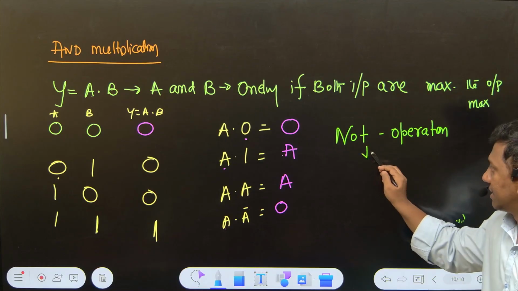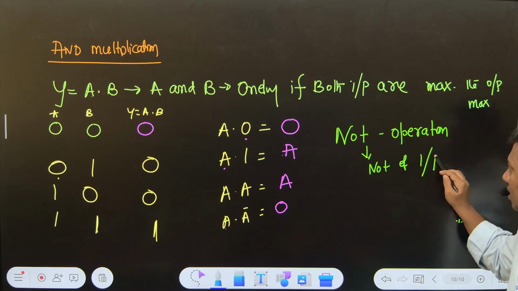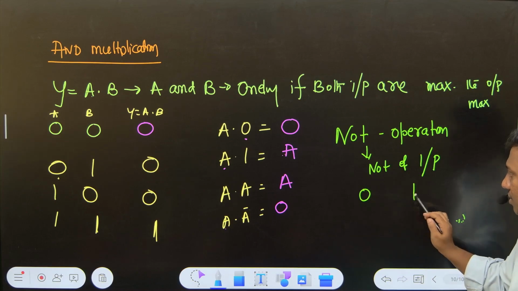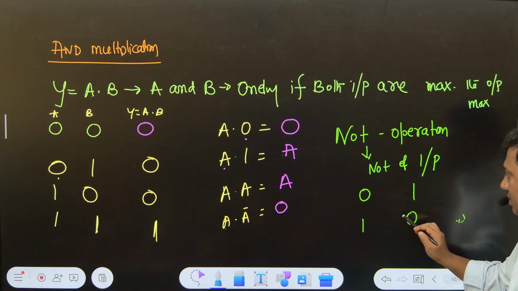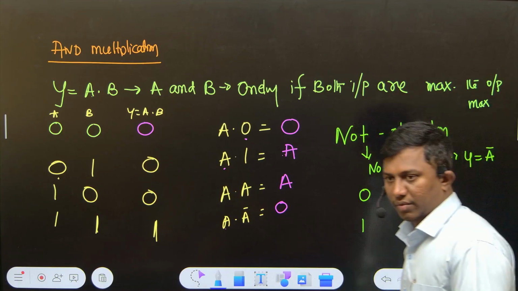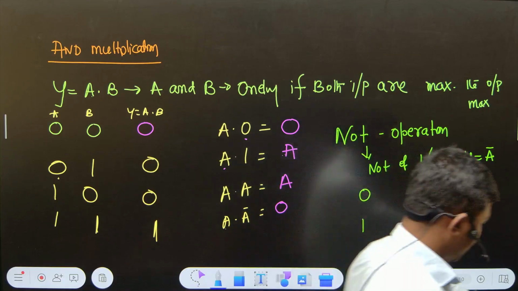What operation? Simple. Not of the input, exactly the opposite of the input. If I give input 0, output is 1. If I give input 1, output is 0. And this is called Y is equal to A bar. Understood now? Y is equal to A bar. Simple. So the truth table we have already written: 0 1 1 0. Okay. Let us write the next heading.